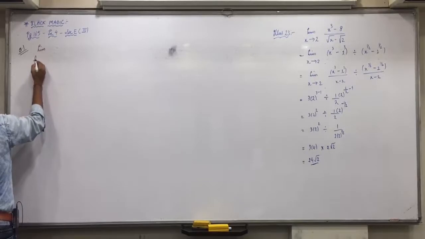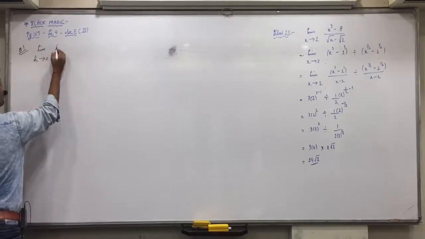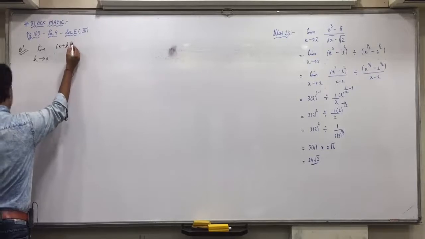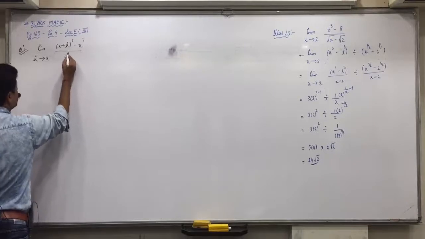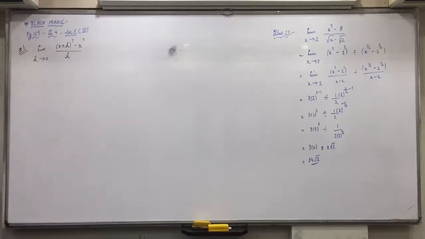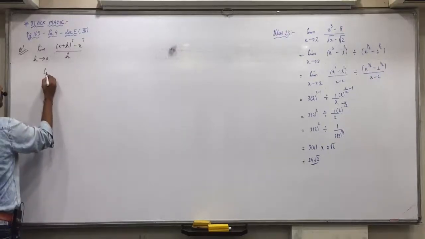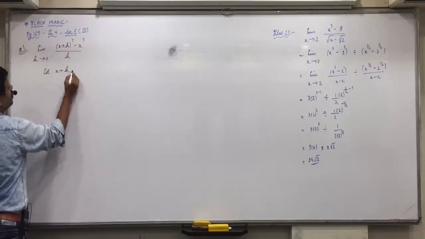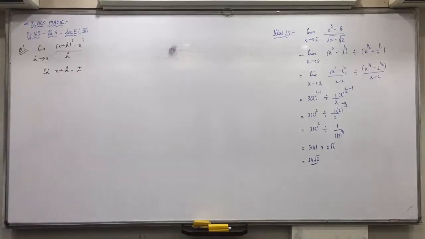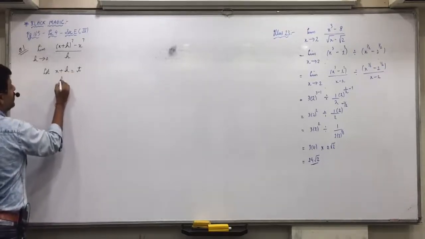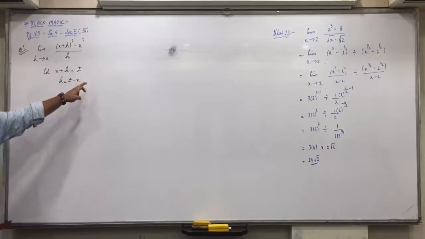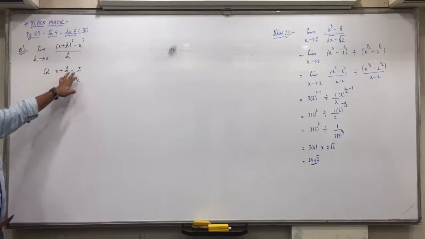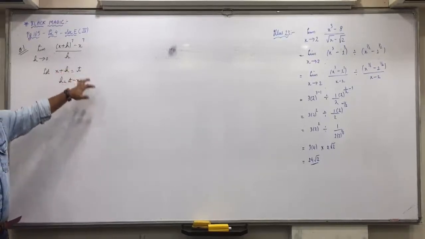Limit h tends to 0, (x plus h) raised to 7 minus x raised to 7 upon h. Now, the black magic is that we will take x plus h equals to t. We'll take x plus h equals to t. This is the black magic. So, can I say h will be equal to t minus x? If you bring x on the right side, it becomes minus. So if I assume x plus h equals to t, then h will be equal to t minus x.